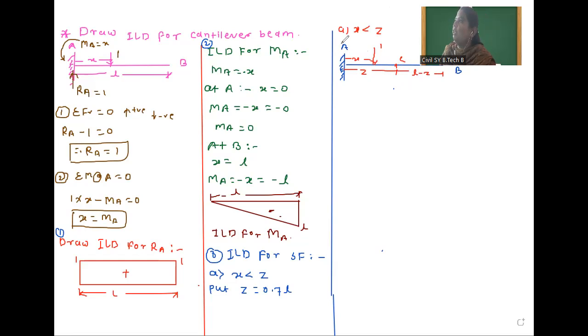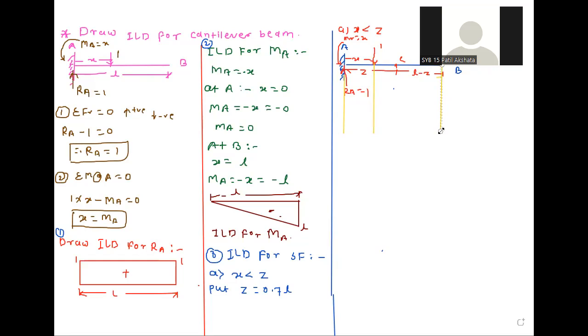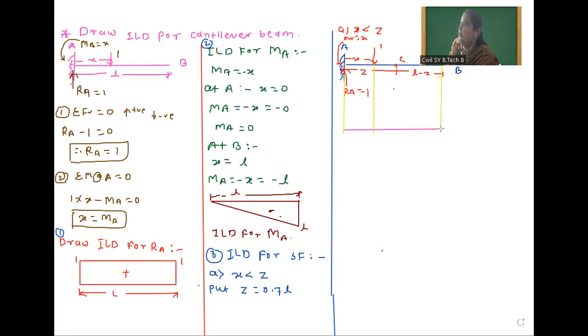Now for this figure we have to draw the shear force diagram. Already you know that the value of MA is equal to x, and one reaction is there, RA, which is equal to 1. Now we will draw the shear force diagram for this particular beam. Suppose we extend these lines here. According to our concept, first we will draw the baseline.